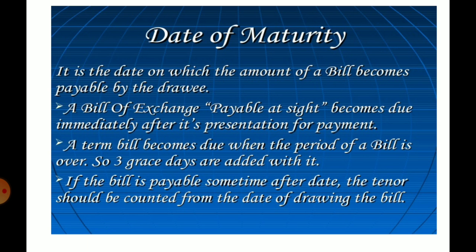So, here you have to note that if a bill is payable at sight, it is payable on demand. A bill becomes due after the period of the bill is over, and 3 days of grace will be added. It is called a bill after date. And if the bill is payable after some date, the tenor should be counted from the date of the drawing of the bill. So, you will not wait here for the acceptance of the bill. You just count the time period after drawing the bill.